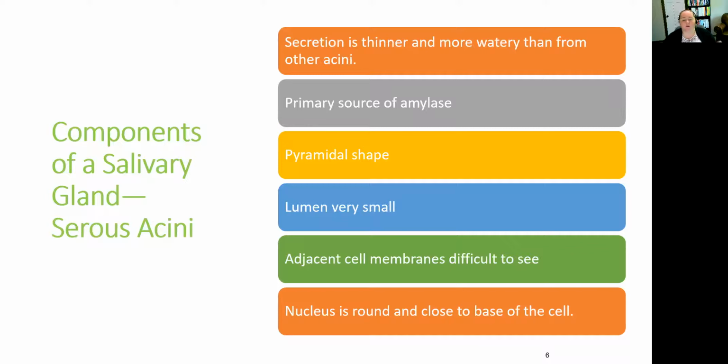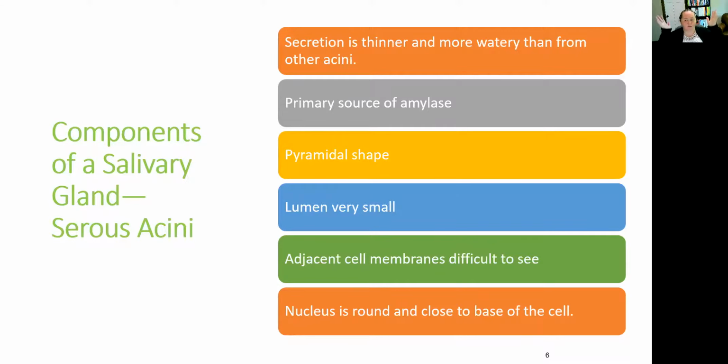So our serous acini are going to be a lot thinner and more watery than others, okay? This is the primary source of amylase. Do you guys know what amylase is? You should know this from anatomy. Does it break down food? Yes, it breaks down our carbohydrates. So it's the primary source of amylase. This is very important, right? This is the beginning of our digestion.